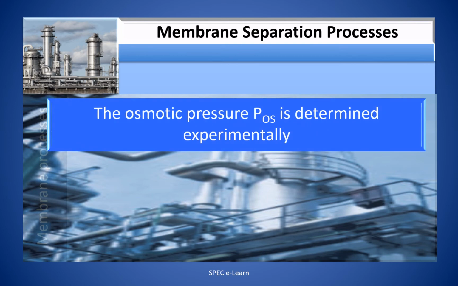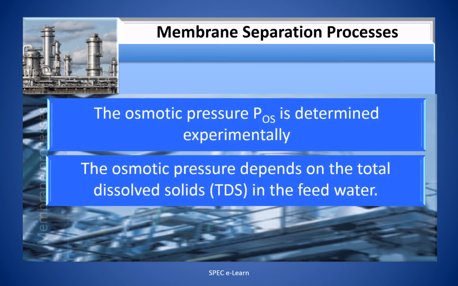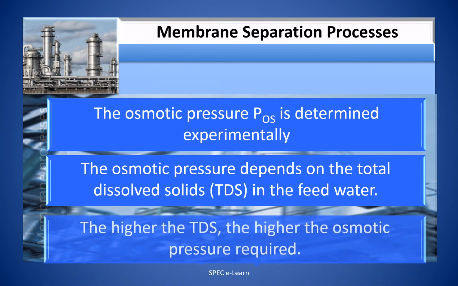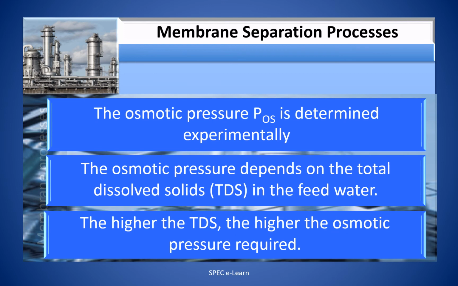The osmotic pressure, pi, is determined experimentally. The osmotic pressure depends on the total dissolved solids, TDS, in the feed water. The higher the TDS, the higher the osmotic pressure required.